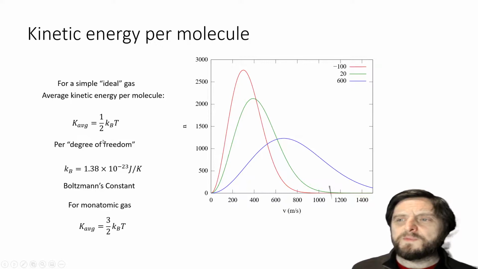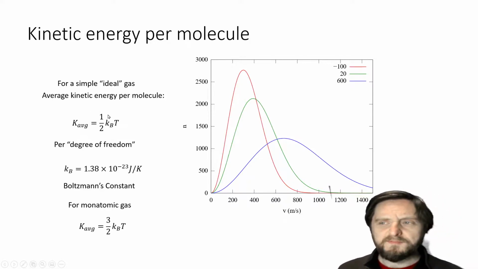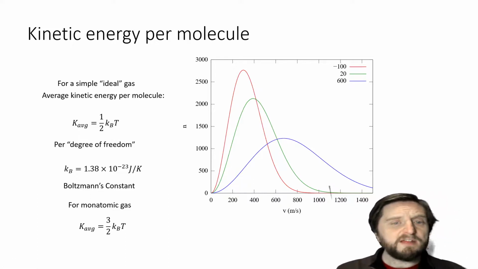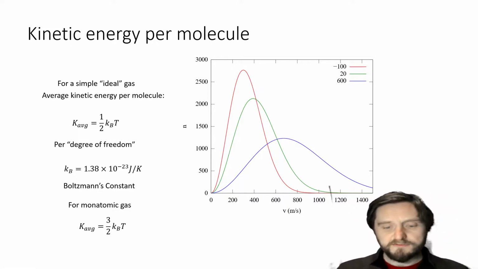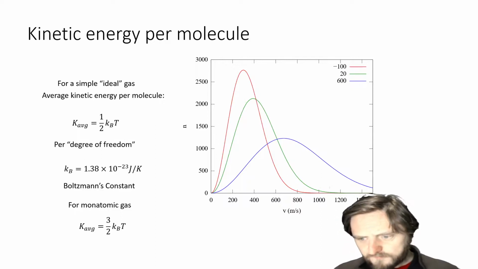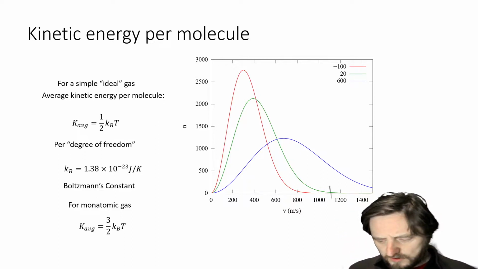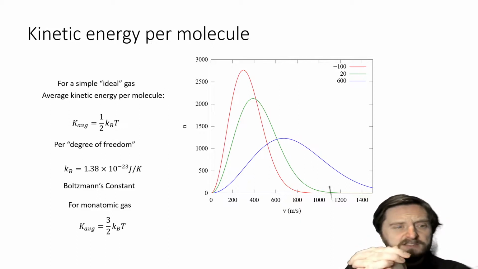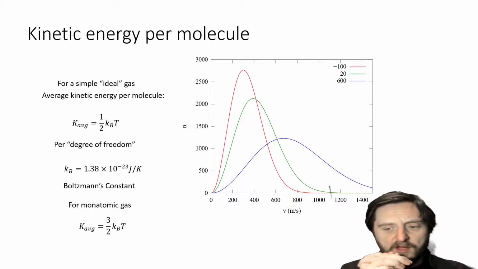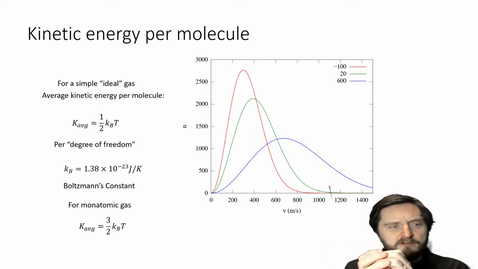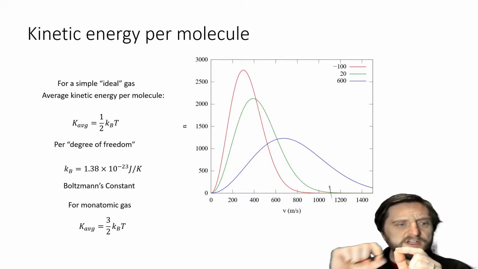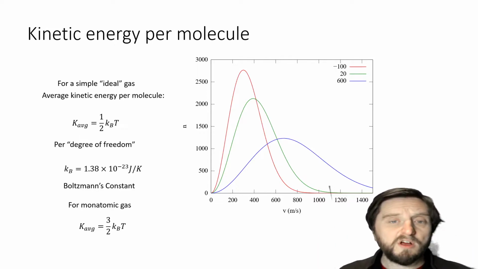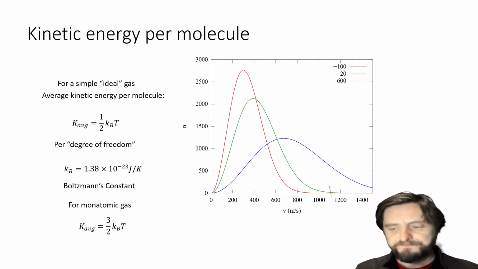And particularly, he noticed that the average kinetic energy is 1/2 kBT per degree of freedom. So what do I mean by degree of freedom? If you imagine a completely featureless single atom on its own flying around, it can move in 3 directions. It can move in the X direction, Y direction, and Z direction. Those are the 3 degrees of freedom.